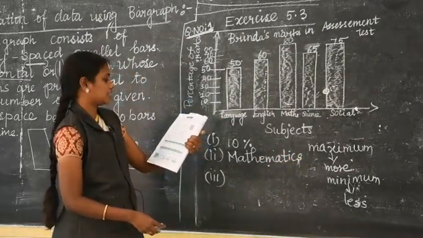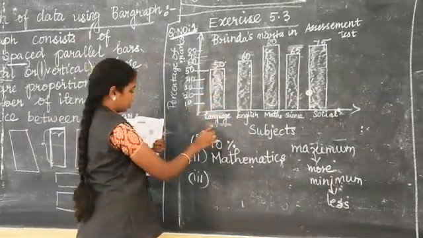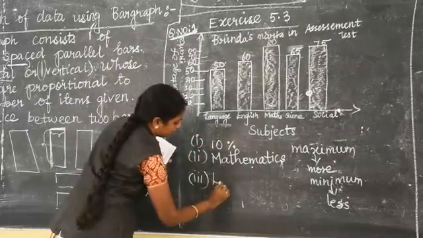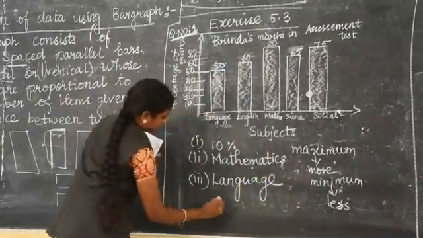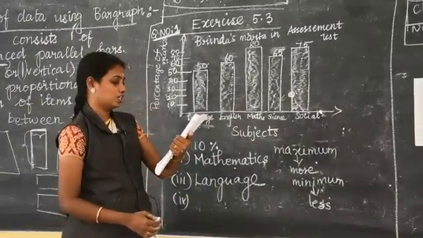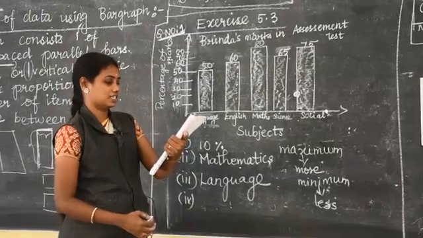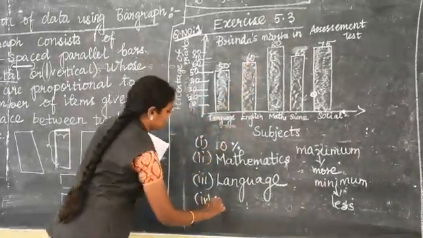Question 3: Brinda has scored minimum. Minimum is 50 marks. Write the subject, because the question asks for the subject, language. Question 4: Brinda scored 60% marks in the subject. 60% in English.